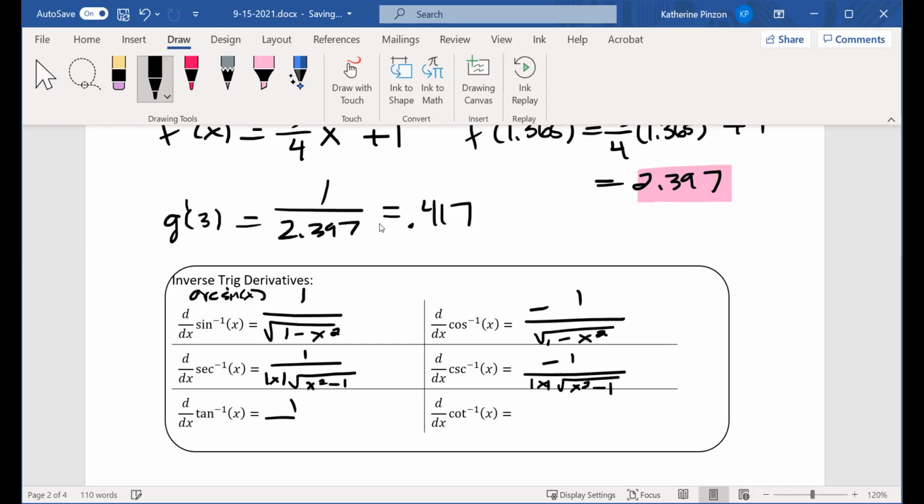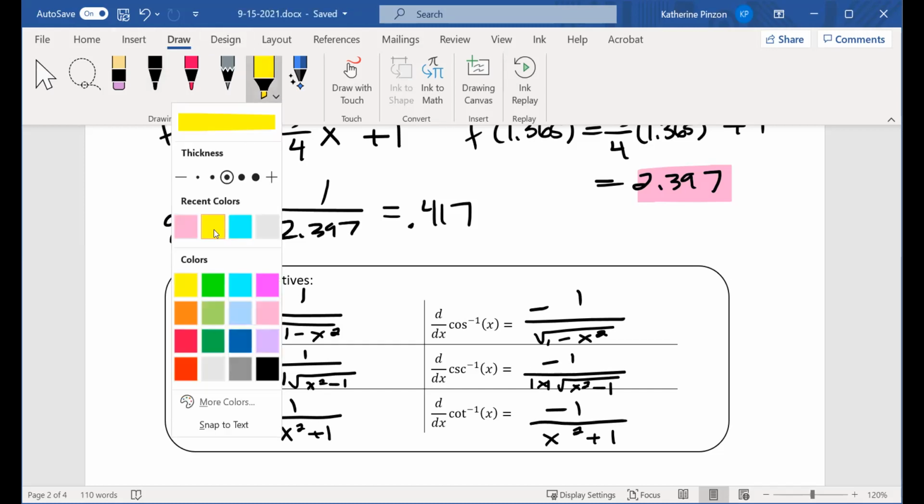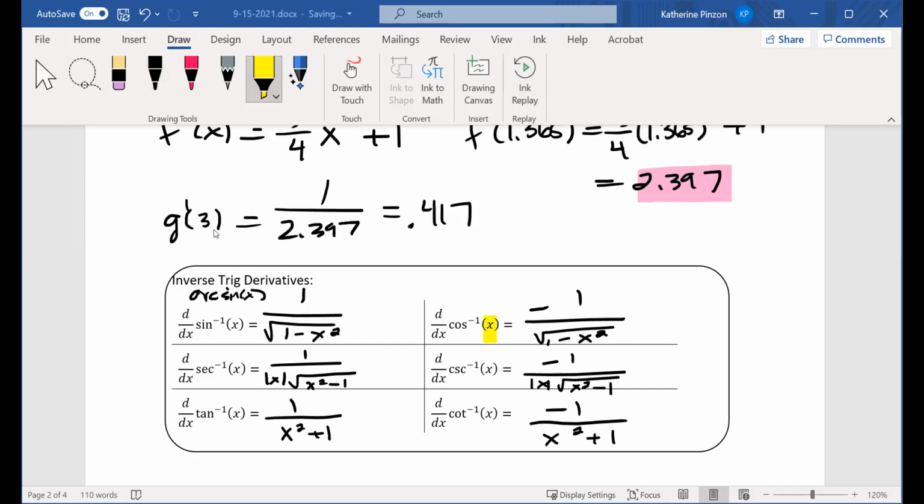And then tangent inverse is 1 over x squared plus 1. Cotangent is the same, but with a negative. So what I want you to think about when you do these derivatives is that you should always be using the chain rule. Anytime this is not just an x in here, you're going to put all of that stuff there instead, right? And then what are you going to multiply by at the end? The derivative of that stuff, right?